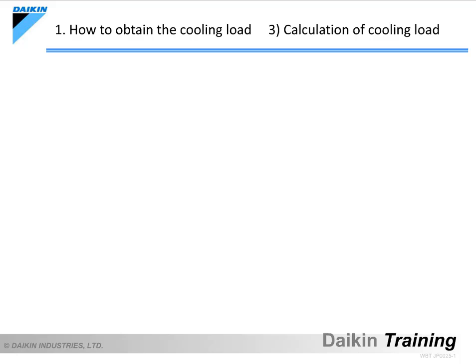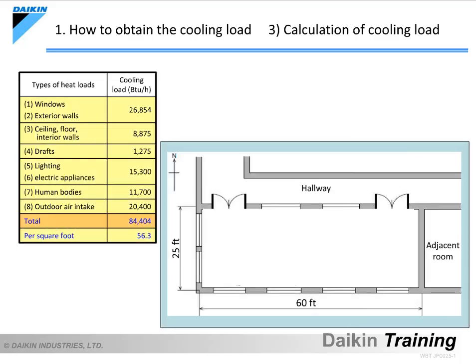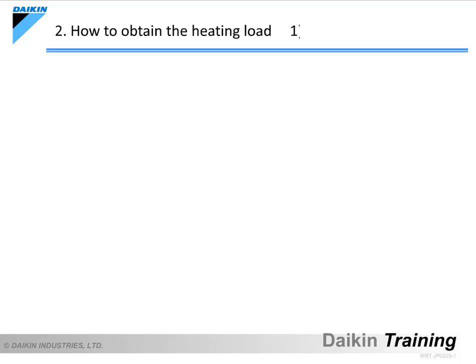We have now calculated the cooling loads for 8 different items. The results from our calculations show a grand total of 84,404 BTU per hour. This works out to 56.3 BTU per hour per square foot. Let's now learn about how to obtain the heating load.